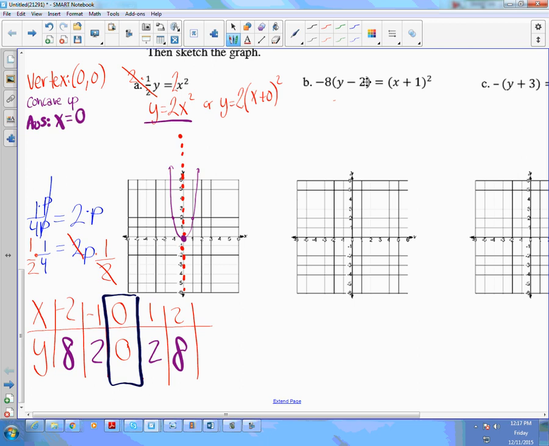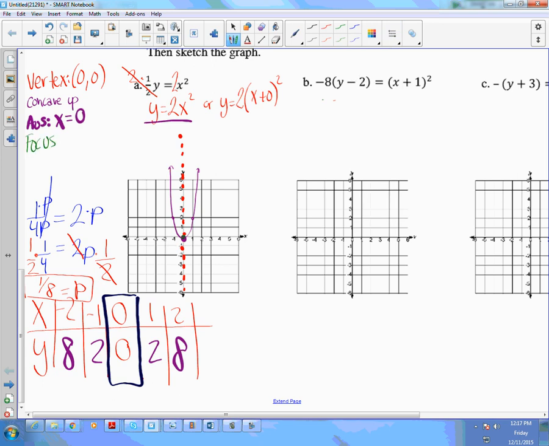Drew, what's the value of p? 1/2 times 1/4. What's the value of p? You can use spell check. 1 times 1, 2 times 4. So p is 1/8. The focus is 1/8 above the vertex, and the directrix is 1/8 below the vertex. Okay? So we just have to find the focus.